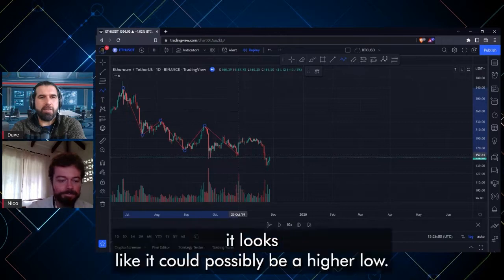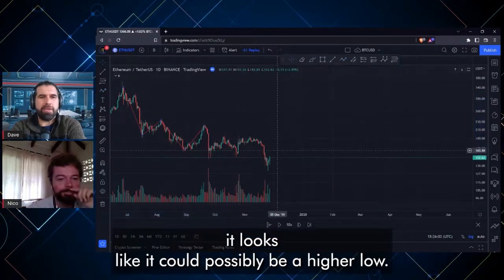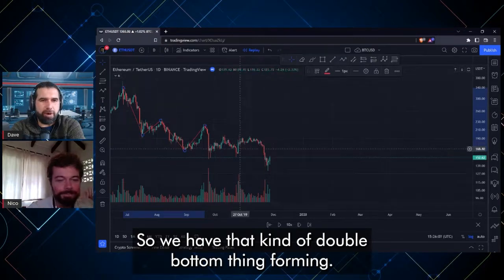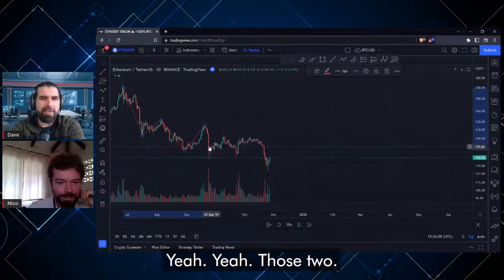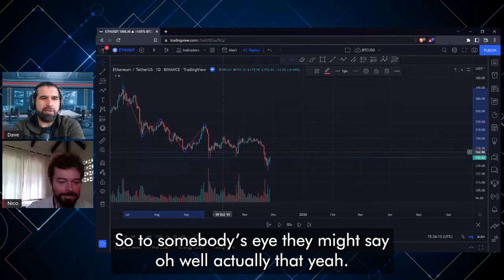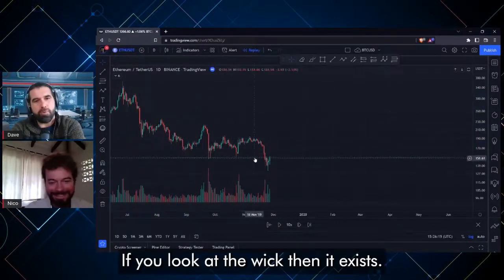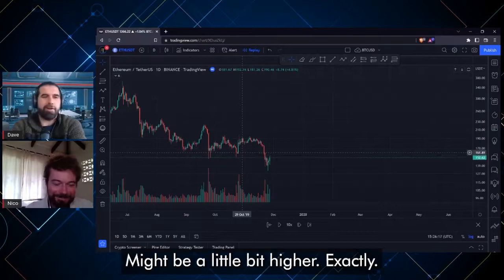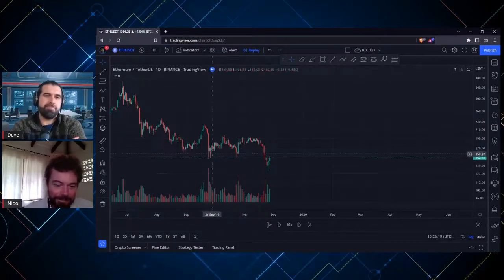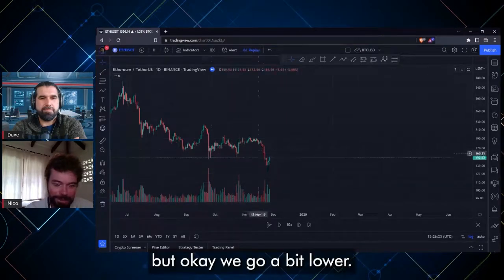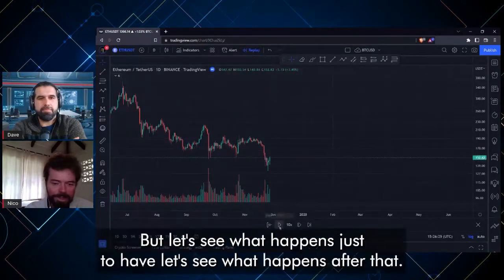Yeah, I guess it looks like it could possibly be a higher low. So we have that kind of double bottom thing forming, right? Yes, those two. To somebody's eye, they might say, if you look at the wick, then it might be a little bit higher. Exactly. This really looks like a double bottom. We go a bit lower, but let's see what happens after that.